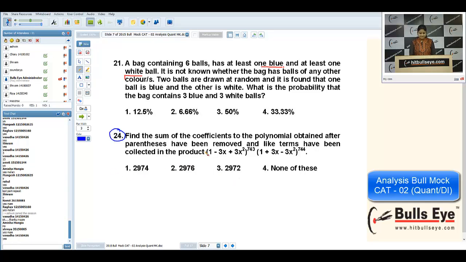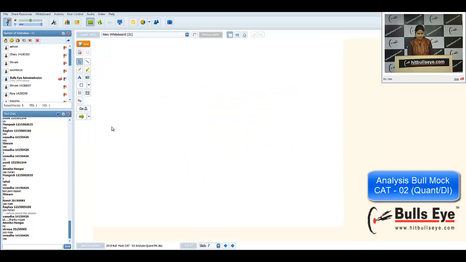Okay, see, before explaining this question, let me take a smaller example. We know the value of (x plus y) whole square, or (x plus y) whole cube, we can say. What is (x plus y) whole cube? It will be x cube plus y cube plus 3x square y plus 3xy square.